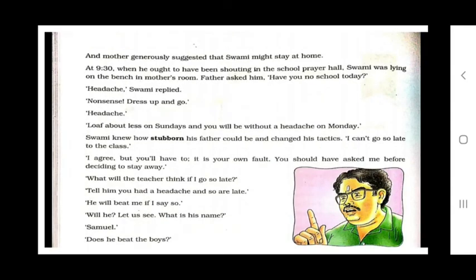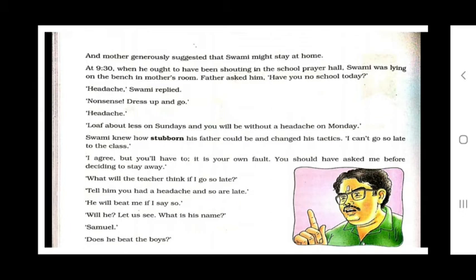Then mother generously suggested that Swami might stay at home. So Swami was very happy. His excuse worked, his tricks worked, and mother allowed him to stay at home. And because he has a headache, he can't go in a rickshaw. It's very full of suffering, painful, and he will be dead at the end of the journey. And there are no important lessons. So mother suggested he stay at home.